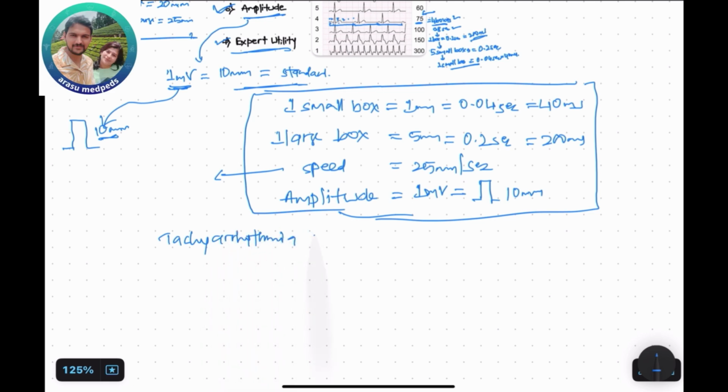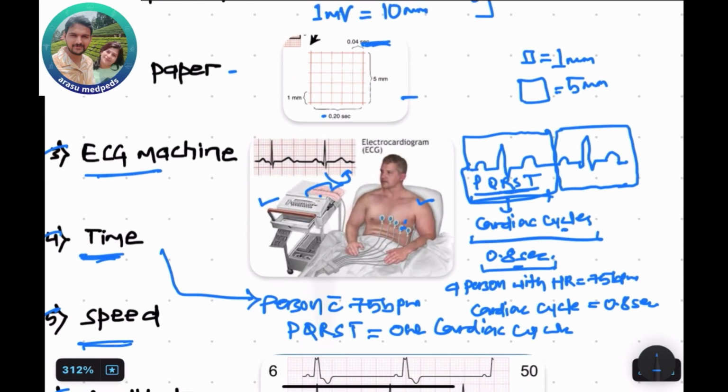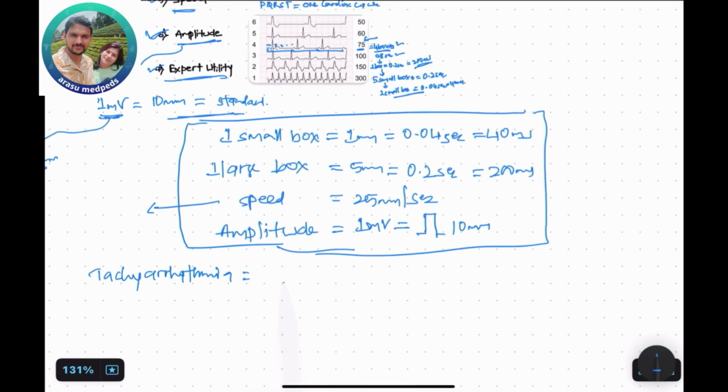Tachyarrhythmia. Here what happens? Paper is coming out at one particular speed, but the heart is generating signals very fast. That is tachycardia. So here sometimes we will not be able to find some particular abnormalities in the waves. For example, we will not be able to look for P waves properly, or Q wave will not be visible properly. So in such situations, what we have to do, we have to increase the speed of the paper.